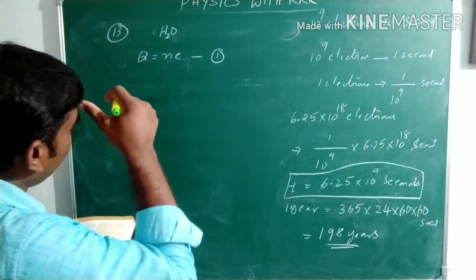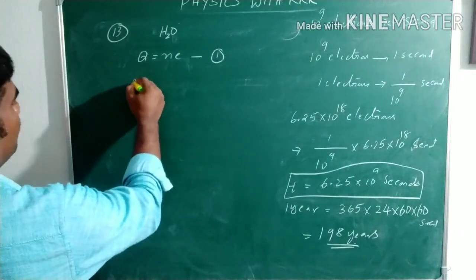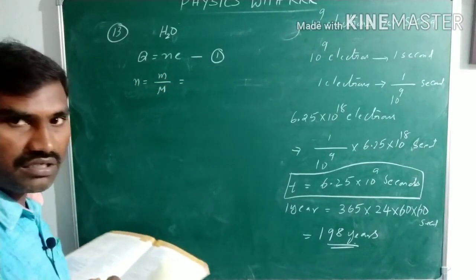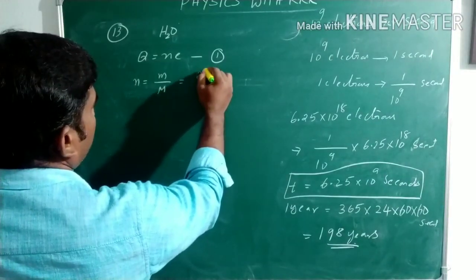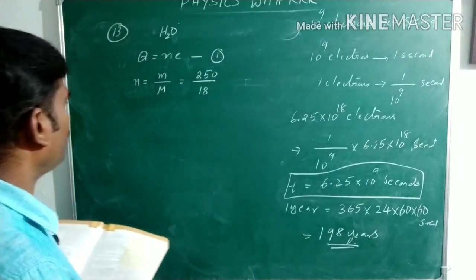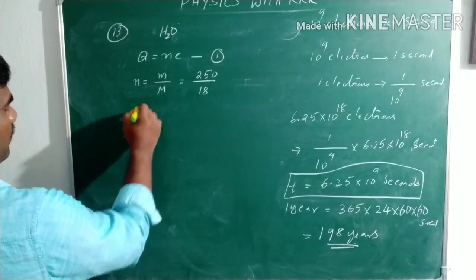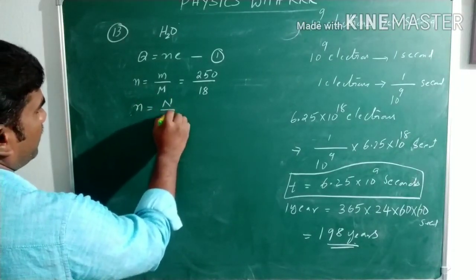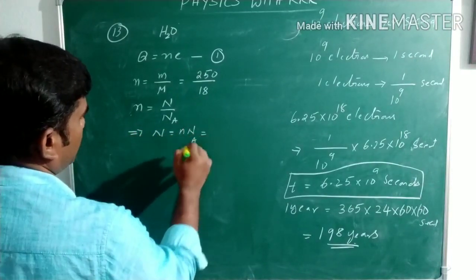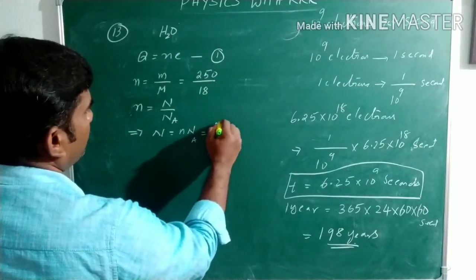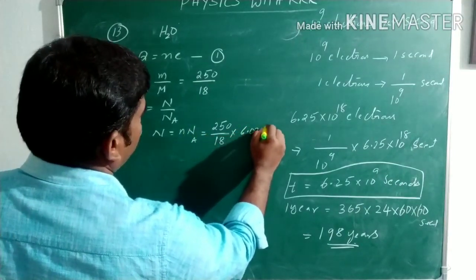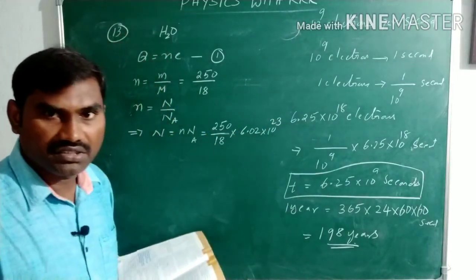For finding that, we have the number of moles. Number of moles we can write as mass by molecular mass. Here, for a cup of water we can approximately take 250 gram. So 250 by 18 is the number of moles of water molecule. Now, the number of moles n is equal to N by Na, that implies N we can write as n into Na, which is 250 by 18 into Na, where Na is 6.02 into 10 power of 23, Avogadro's number.